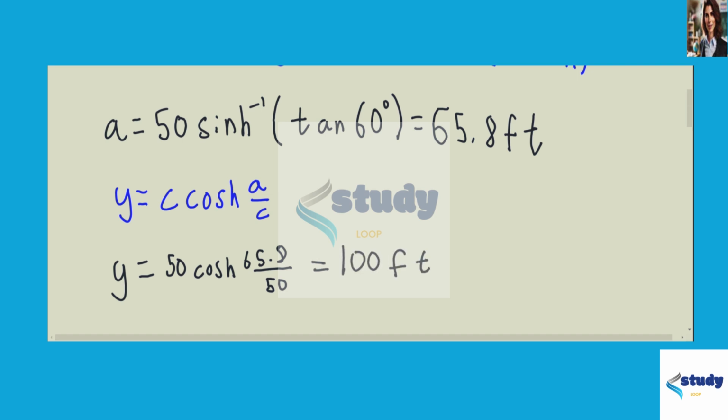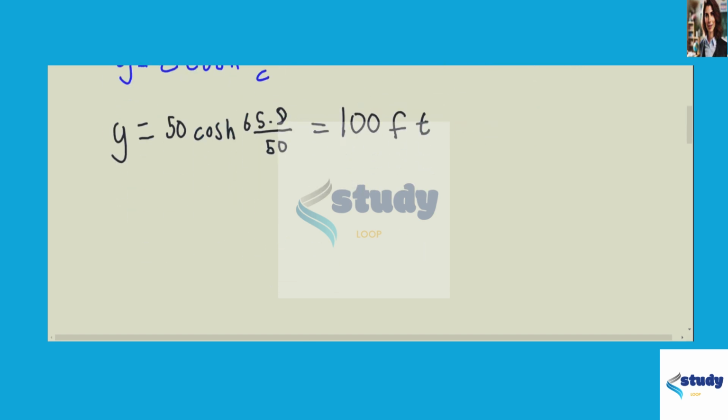And now to find the length B, we can write that as B is equal to Y minus C. And so B is going to be equal to 100 minus 50, which is equal to 50 feet.